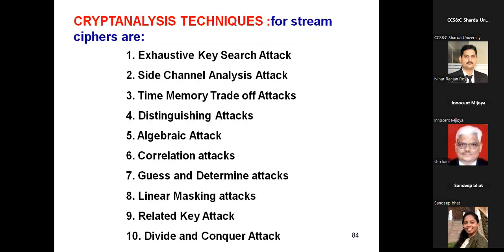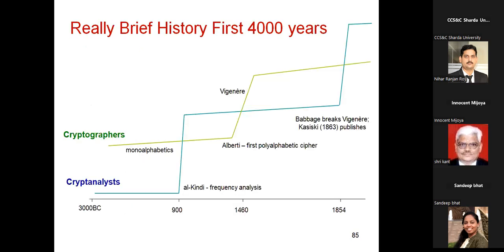Okay, so these are certain attacks: side channel attack, time-memory attack, distinguishing attack, algebraic attack, correlation attack, guess and determine attack, linear masking attack, related key attack, divide and conquer attack. And in this figure I am showing you the development between cryptographer and cryptanalyst. If you look at this figure from 3000 BC to 1854, the cryptanalyst has the upper hand.